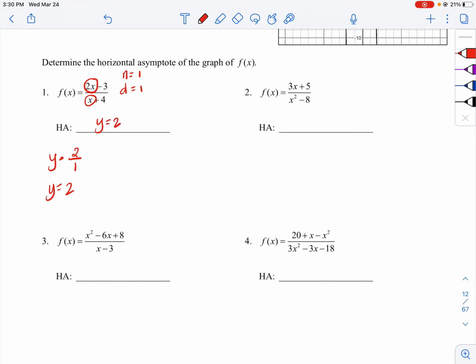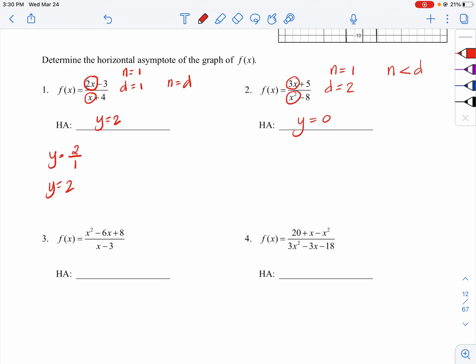Moving on, number 2. I did say n is equal to d. Okay, next. I'm going to circle 3x. I'm going to circle x squared. The largest exponent in the numerator is 1. The largest exponent in the denominator is 2. So n is less than d. Whenever that happens, our horizontal asymptote is y is equal to 0.